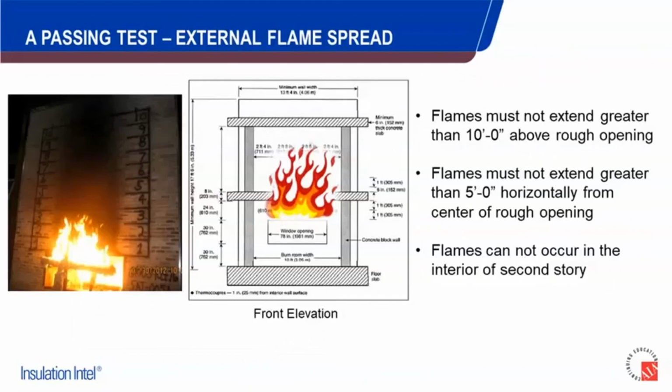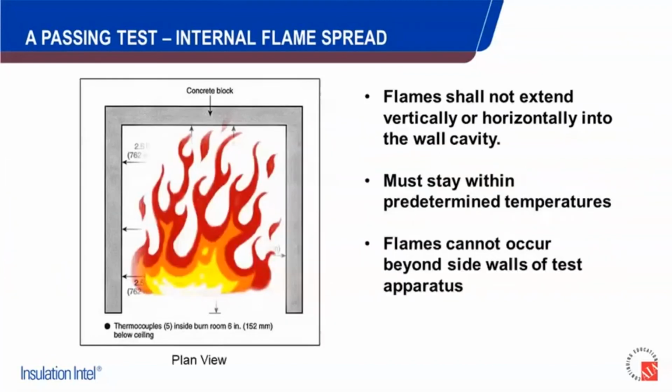is flame spread through that exterior wall assembly, both vertical and horizontal. So a passing test from a flame spread standpoint is the flame cannot extend greater than 10 feet above that rough opening, or 5 feet horizontally on either side of that rough opening. And flames cannot occur at all in the second story of that mock-up we see there. It also measures internal flame spread, so flames cannot extend vertically or horizontally into that wall cavity.